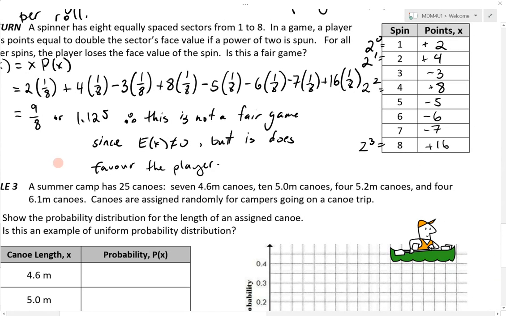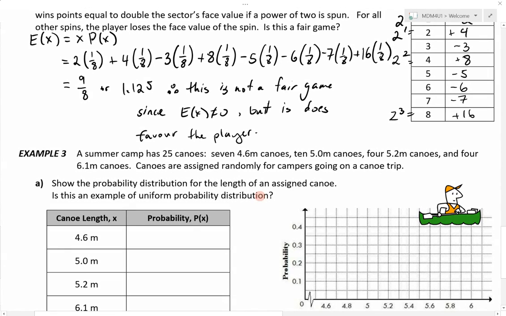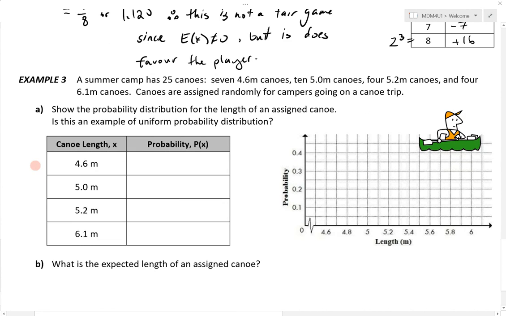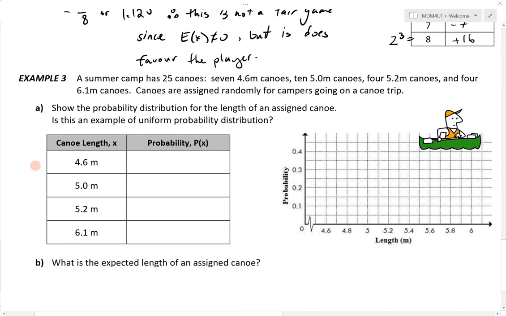Okay, example number 3. The summer camp has 25 canoes: 7 4.6 meter canoes, 10 5 meter canoes, 4 5.2 meter canoes, and 4 6.1 meter canoes. You might want to take a moment and reread that part. All right. Canoes are assigned randomly for campers going on a canoe trip. Show the probability distribution for the length of an assigned canoe. Is this an example of a uniform probability distribution?